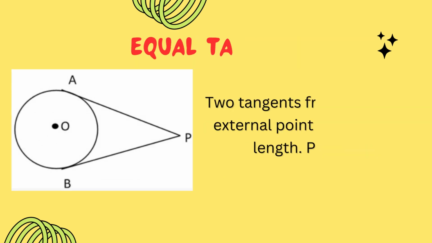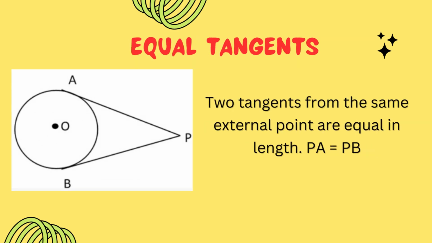So 2 tangents which are drawn from the same point will be equal in size. For example, here this point P, two tangents are being generated from here. One is PA, the other is PB. They both are going to be equal in length.